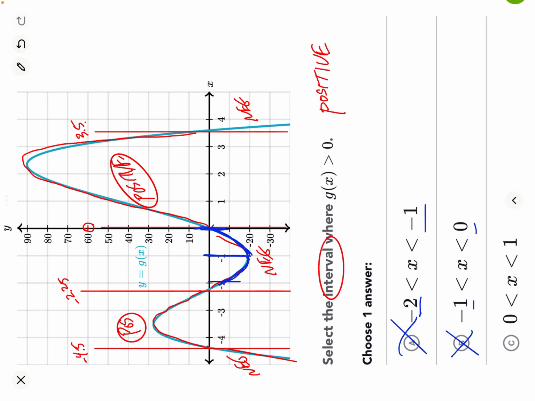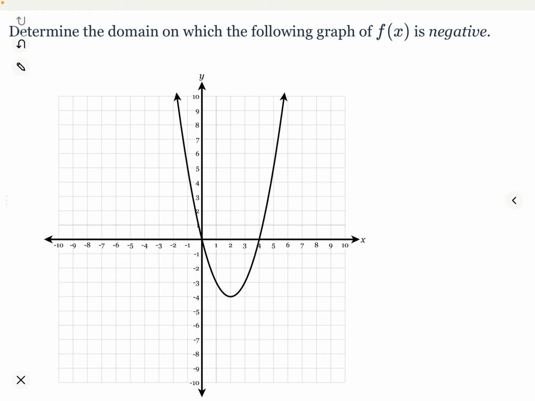But let's double check. It's saying the interval starts at 0 and goes to a positive 1. So we're going to start here and go over to this piece. This is the part of the graph that we're on. Now you can see that that's clearly above the x-axis. So that means it's positive, and that is going to be our answer. All right, now I'm going to look at one more example.